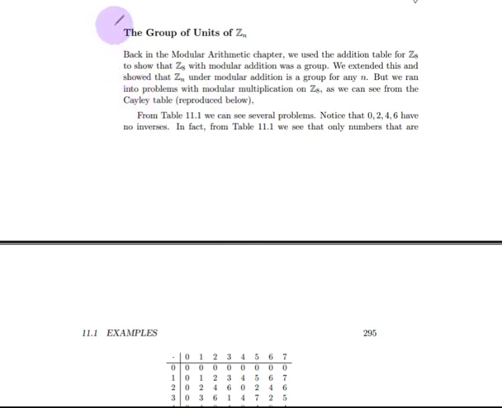Okay, so we're going to go back to some considerations we did before when we talked about modular arithmetic. We found addition tables for Zn and showed essentially that Zn was a group. So now we're going to look at multiplicative groups based on the integers mod n. Now, as we saw before, when we do the multiplicative group, we can't include all of the integers.